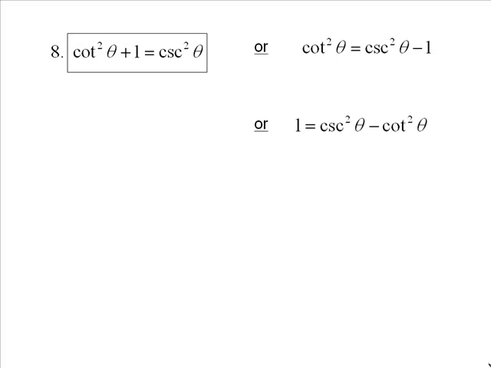Now, a type of question you'll get frequently is a verification. And a verification of an identity is not to be confused with a proof, which we get into more of later. A verification is where you just demonstrate that the identity is true for a specific angle value. So in other words, you substitute in the given angle, and then you see, do I get a true statement at the end of it, or do I not?